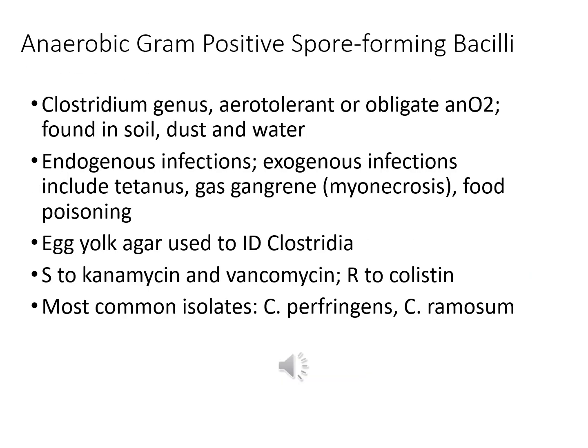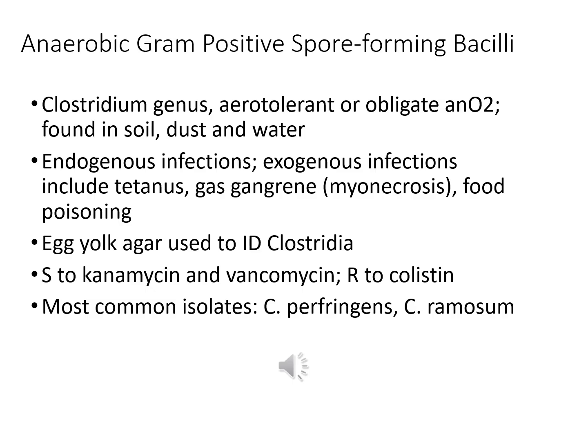All right, so we're going to switch gears a little bit and talk about anaerobic gram-positive spore-forming bacilli. So everything that's in your Clostridium genus or Clostridioides genus will fall into this. They are aerotolerant or obligate anaerobes. They're typically found in soil, dust, and water. We can see endogenous infections as well as exogenous.